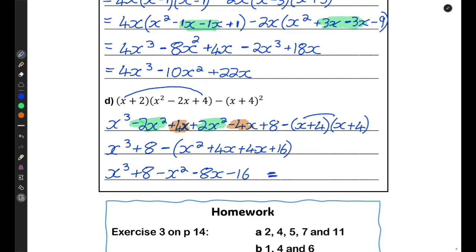Okay, I see I gave myself too little space. So there's only one x cubed. Now the x squared is also only one x squared, and then minus 8x, and plus 8 minus 16 gives me minus 8. That is my final answer.